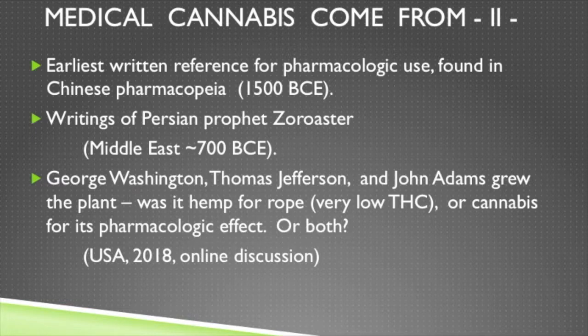In terms of the specific pharmacologic use, the earliest record I found was in a Chinese pharmacopoeia from 1500 BCE. And moving closer to the present, we have writings from Zoroaster in the Middle East, about 700 before the Common Era. And moving to the birth of our own nation, we have three very famous people, George Washington, Thomas Jefferson, and John Adams, who all grew what they were probably thinking of as hemp, because they were probably using it as rope, because it's a very tough fiber and you can use it to put around your animal and around your wagon and allow the animal to drag the wagon.